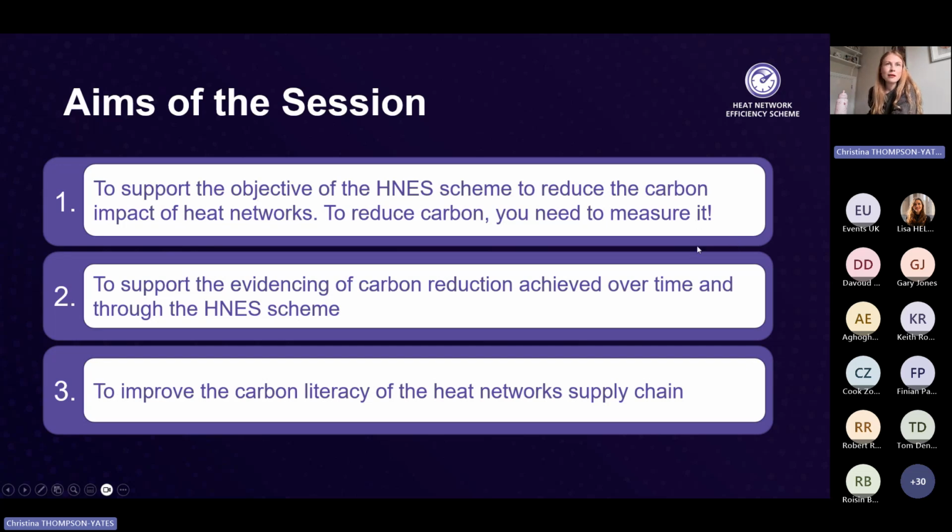So the aims of the session today: one, to support the objective of the HNES scheme to reduce the carbon impact of heat networks. Of course, to reduce carbon, you first need to measure it. Secondly, to support the evidencing of carbon reduction achieved over time and through the HNES scheme. And finally, to improve the carbon literacy of the heat network supply chain.